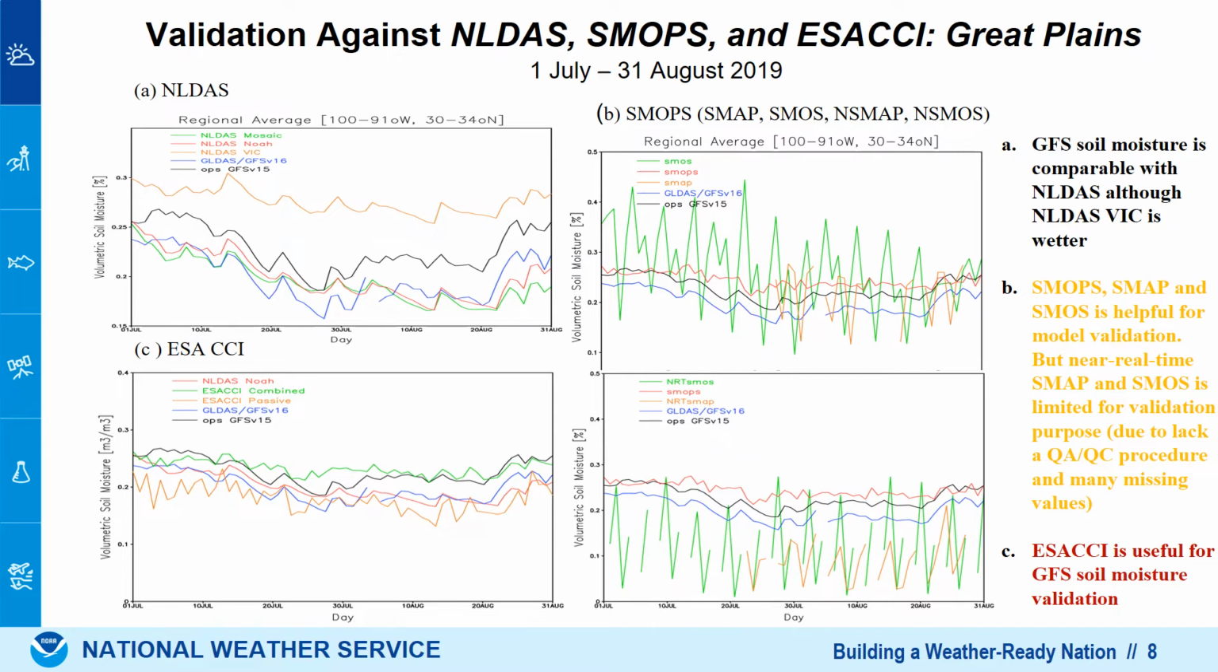And the bottom left shows the validation against the ESA-CCI. The ESA-CCI combined is green. Orange is ESA-CCI passive. Red is NLDAS Noah. Blue is Geodata's GFS V16. Black is GFS V15. The result shows the ESA-CCI is useful for GFS soil moisture validation.